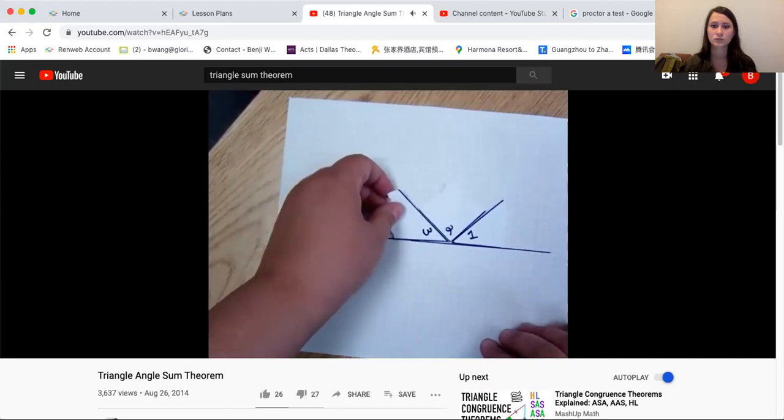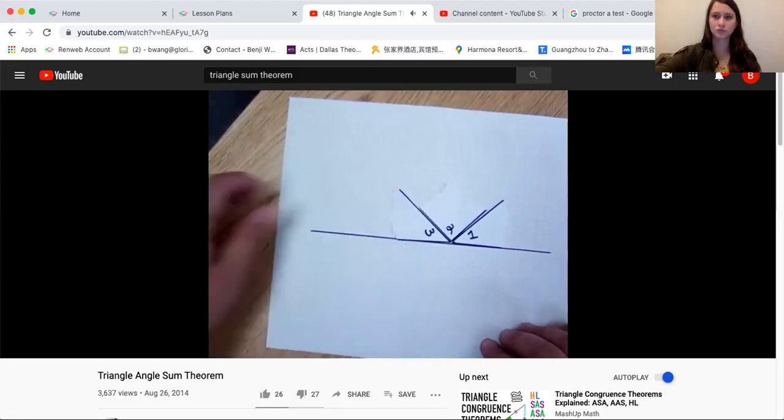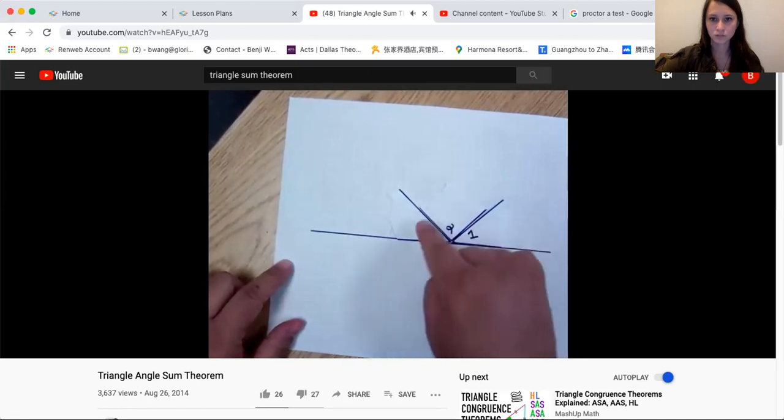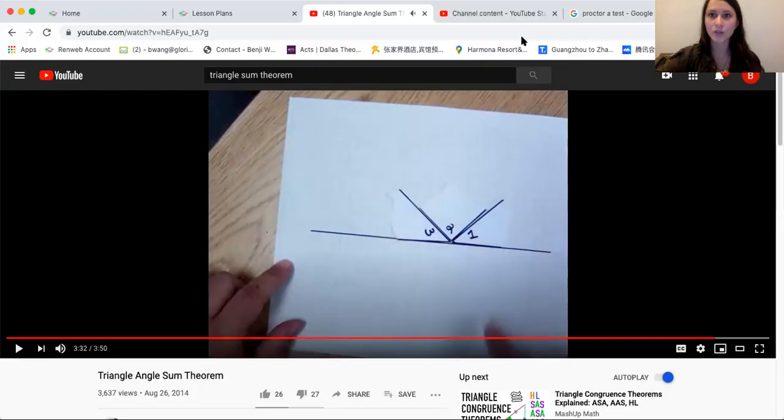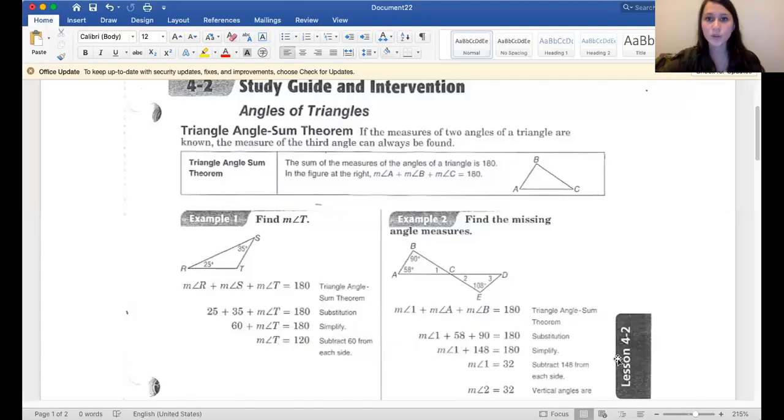They're going to take up all the space on one side of the line, which means they have to all add up to 180. Okay, so as you guys can see from that video, you can see very visually that all the angles of a triangle, when you take them apart and put them together, make a straight line, which means it adds up to 180.